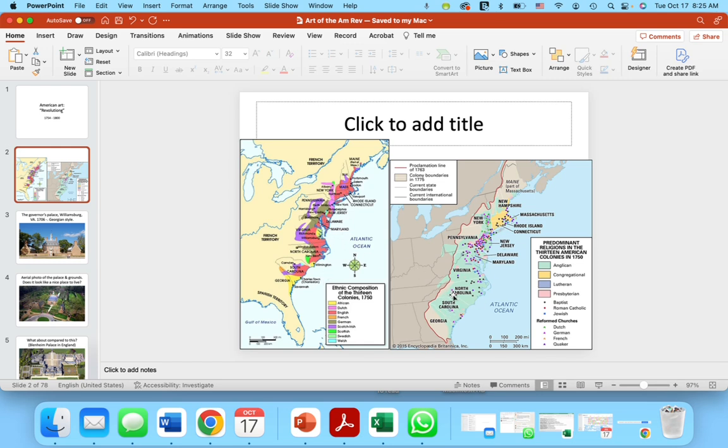Over here, you see a religious map. Most of them are Anglicans coming out of the Church of England, but up here in New England, you see a lot of them are Congregational. That includes the Puritans and the Pilgrims. They don't want any organized church larger than the individual town or church congregation. But again, more religious diversity.